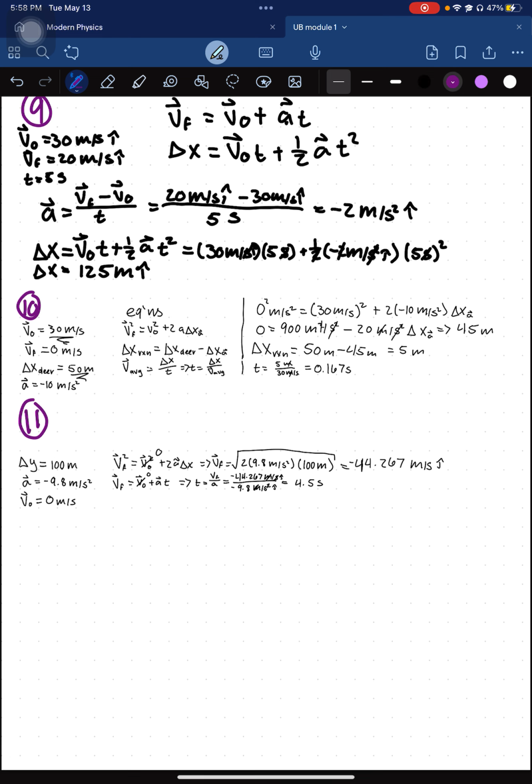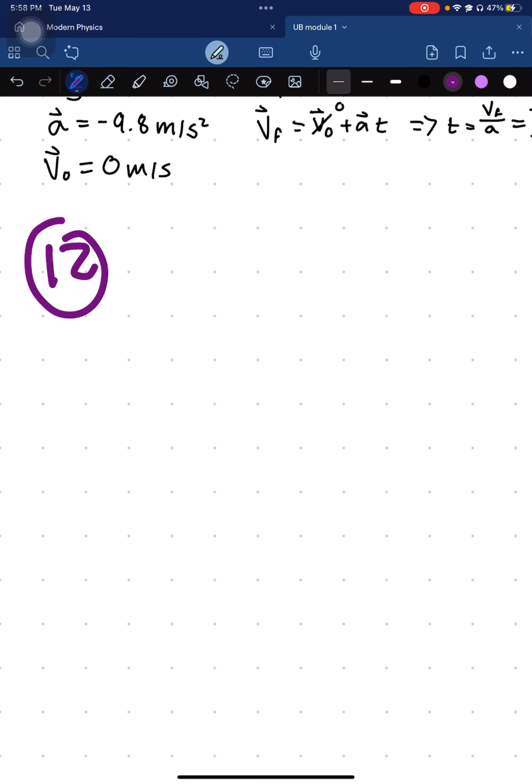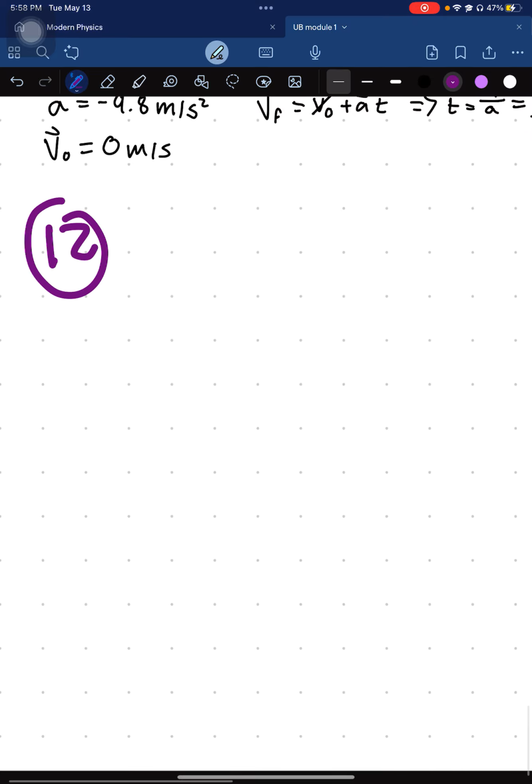Okay, 412. For our knowns, this time we do have an initial velocity. So I do not want to write in purple right now. Our v naught is going to be 5 meters per second. Our vf is going to be 0 meters per second.